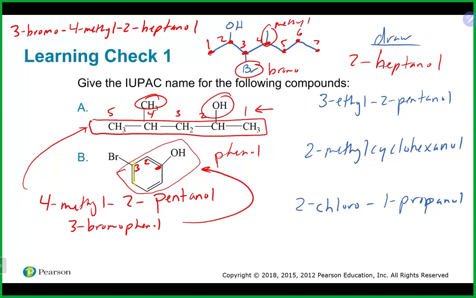So again, once you lock in which way you're going to number that OH group, all the other groups have to be numbered the same way. And again, the goal here is to give the OH group the priority and the smaller number. Any questions on any of those names there?